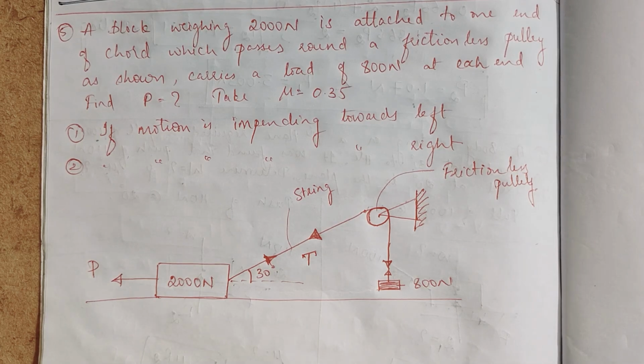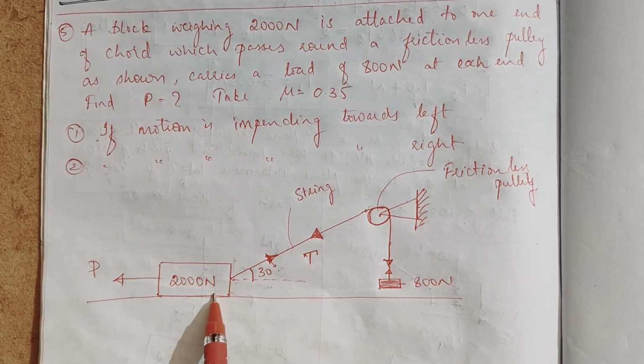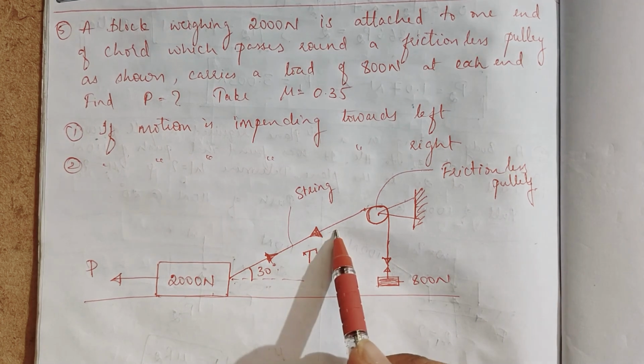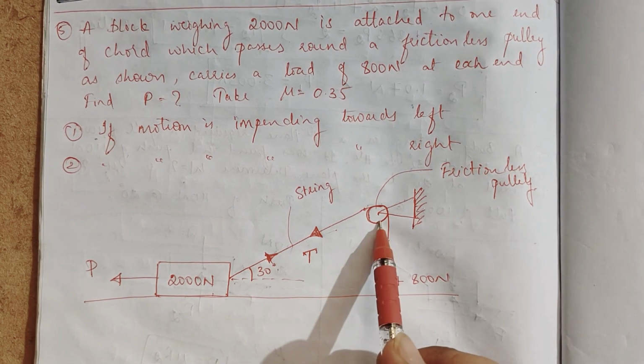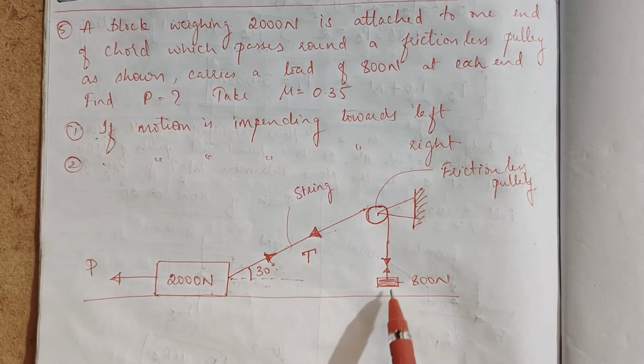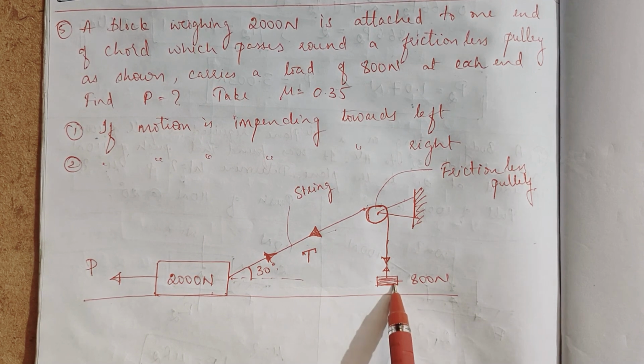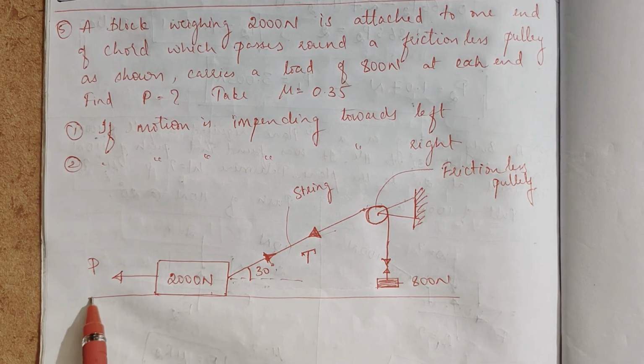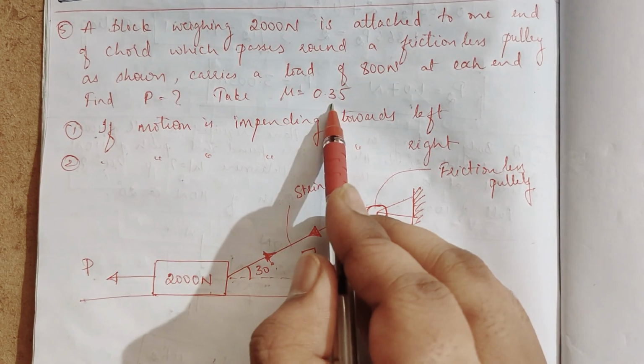Next problem is, if a block weighing 2000 Newton, this is the block, weighing 2000 Newton, is attached to one end of the cord, which passes around a frictionless pulley as shown, carries a load of 800 Newton at each end. Find the value of P. Take mu is equal to 0.35.